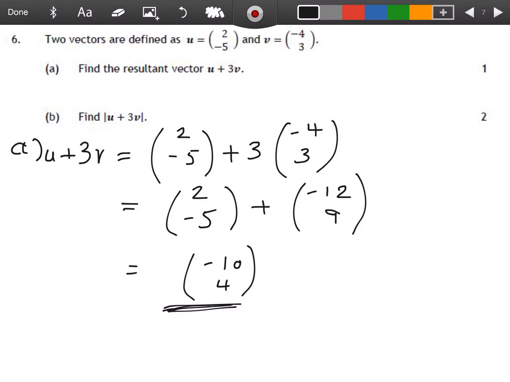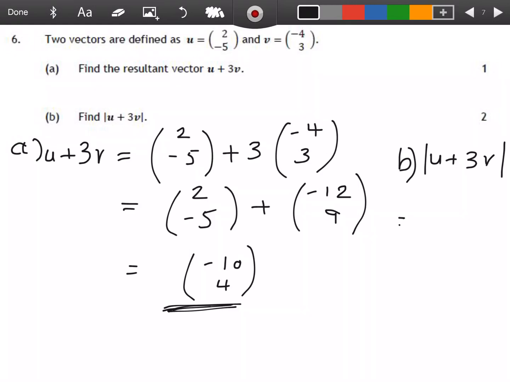Part B. Oh, I don't know if I'm going to have space. I'll have to squeeze it in somehow. Part B. Might be able to do it here. Remember, what they're asking for there is the magnitude of the vector. The magnitude of the vector, quite often it could be a 2-component vector or it could be 3 components. The magnitude is tied into Pythagoras. It's based on Pythagoras, okay?